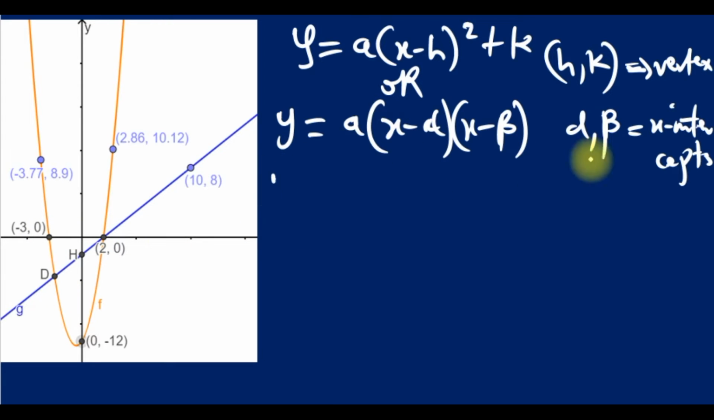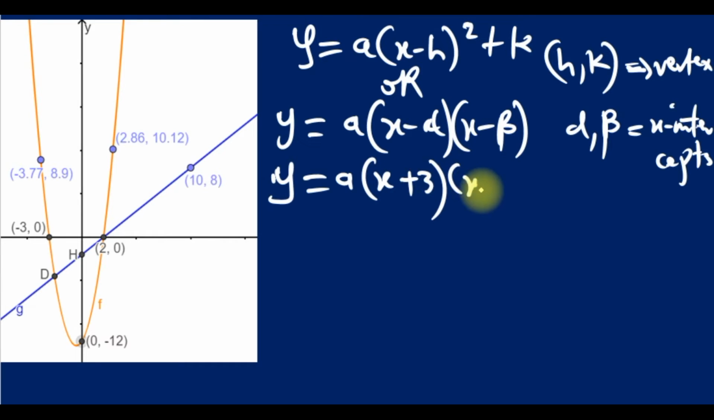So the best one is to use the one with the x-intercepts. I'm using the second formula. So we have y equals a(x plus 3)(x minus 2). Our main aim is to get the unknown, which is a. Once we know it, we know the equation of the curve. So we choose another point on the curve, and the best point to choose is the y-intercept. I won't use this other point because it has decimals.